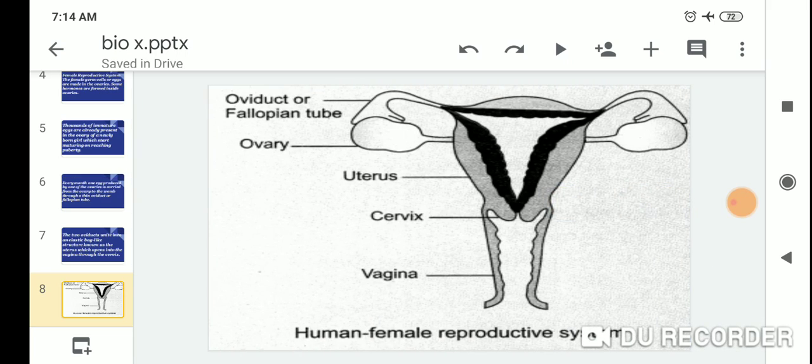Look at this figure of the human female reproductive system. It shows the oviduct or fallopian tube, ovary, uterus, cervix and vagina. Completely, this is the human female reproductive system.